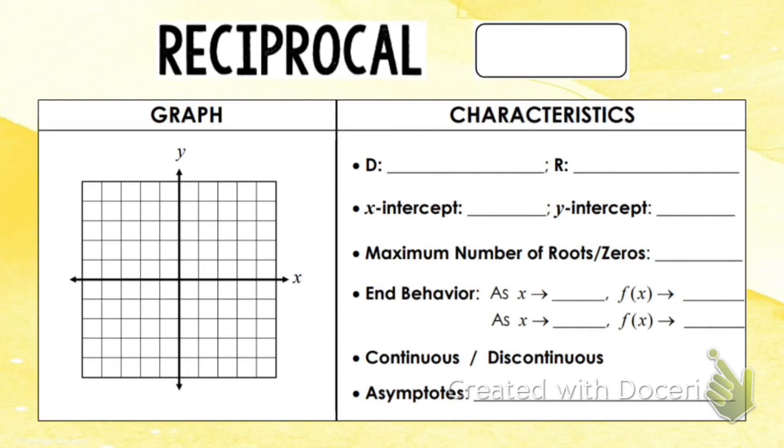The next function is the reciprocal function, and the reciprocal is whenever you flip a fraction. So this is where x is going to be in the denominator. f of x equals 1 divided by x.